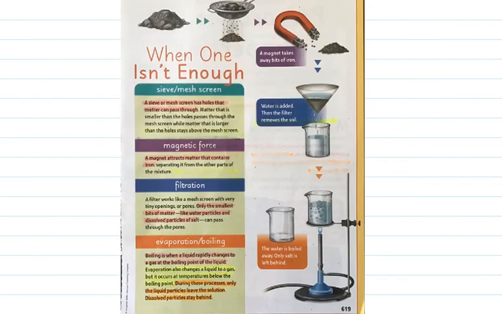Now we're on page 619. I'm going to kind of go through this, so make sure you have your highlighters ready to go. Okie dokie, when one isn't enough, this is what this is all about. So, your mesh screen. This is what we're looking at right here, this little circle. In pink highlighter, a sieve or mesh screen has holes that matter can pass through. That's in pink highlighter. Matter that is smaller than the holes passes through the mesh screen, while matter that is larger than the holes stays above the mesh screen.